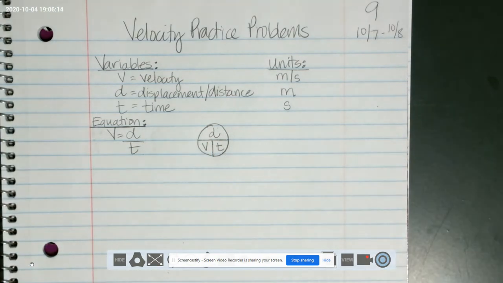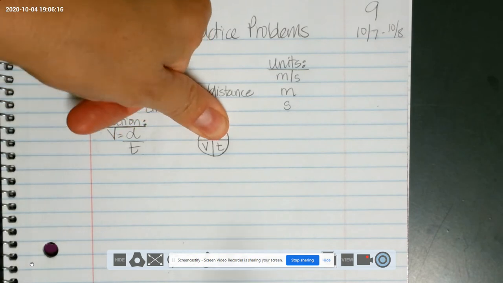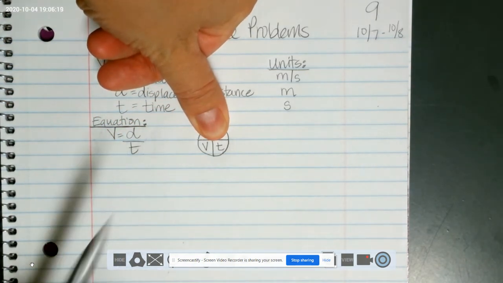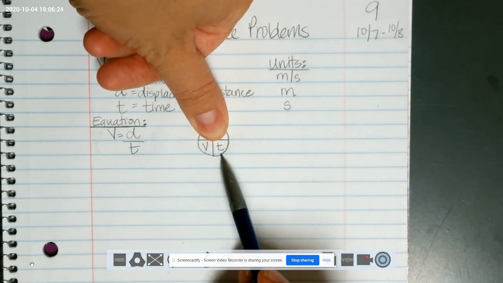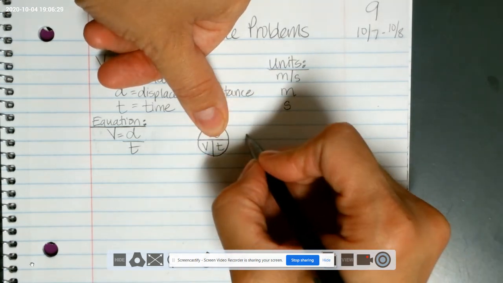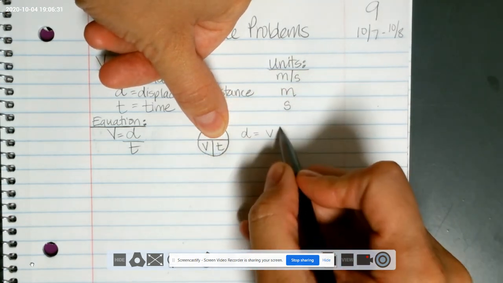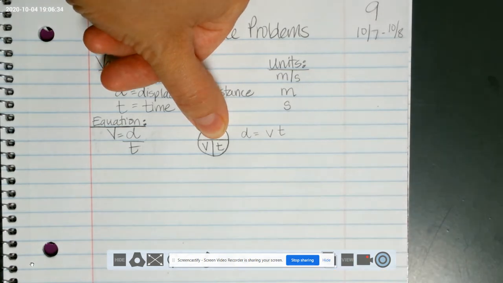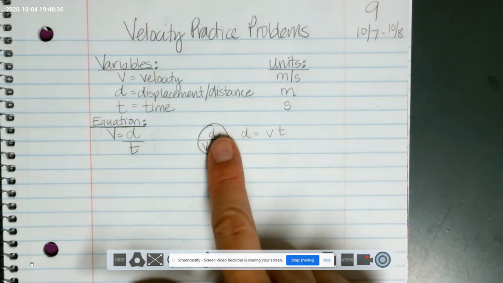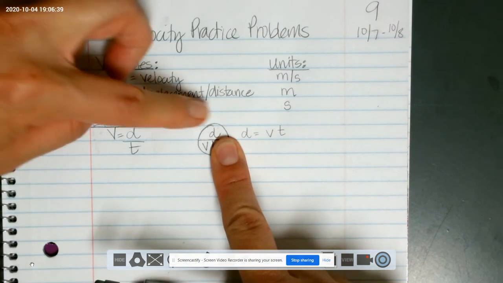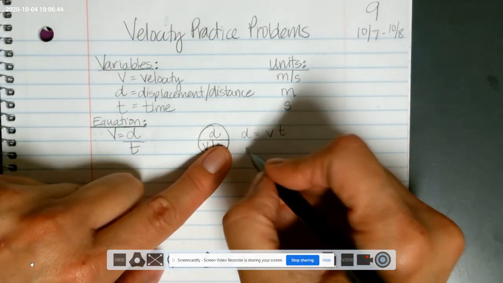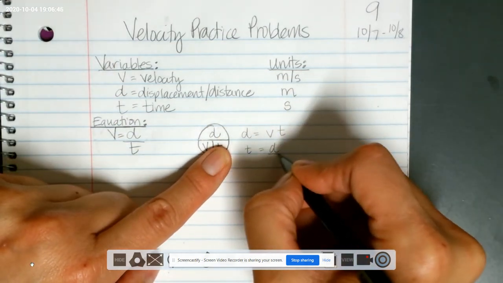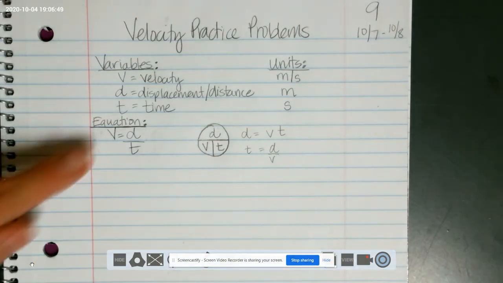What if I'm looking for distance? Cover it up. Distance equals, what's left? A velocity and a time. How are they arranged? Next to each other. So in this case, distance equals velocity multiplied by time. What if I'm looking for time? Cover up t. D divided by v. D is on top of v, so you're going to end up with t equals d divided by v. So there's our three equations.